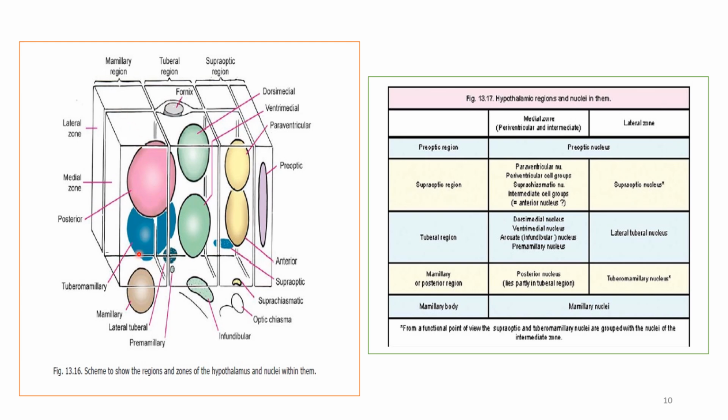Coming to mammillary region, we have posterior nucleus. And in the lateral zone, we have tuberomammillary nucleus, and this is mammillary body, which is having mammillary nuclei. Clear?